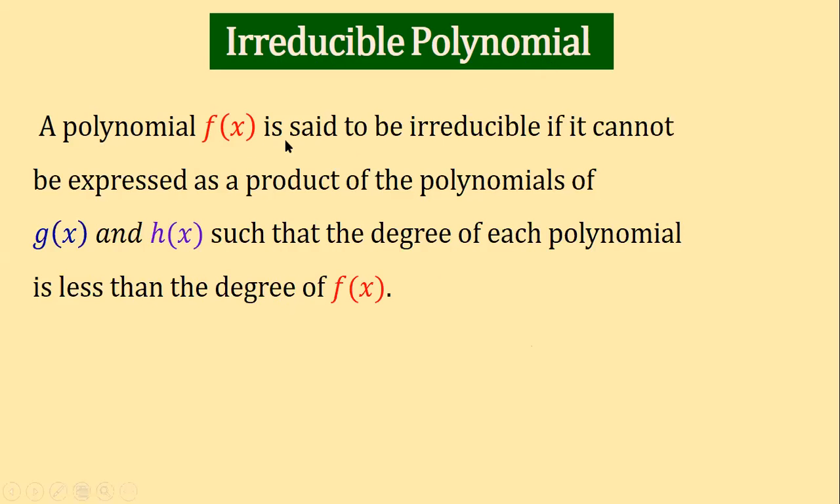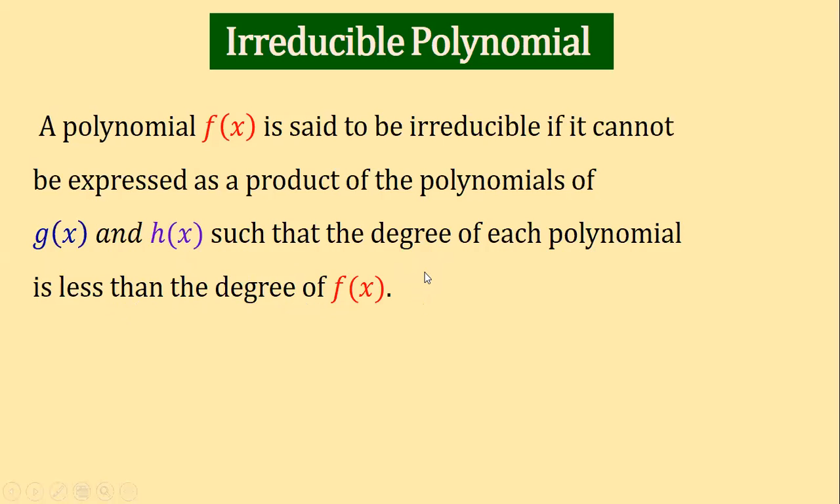A polynomial f of x is said to be irreducible if it cannot be expressed as a product of the polynomials g of x and h of x. So in the previous definition, reducible, what have we learned? It should be expressed as a product, yes or not? But what is irreducible if it cannot be expressed? So it is the opposite one or not? So if you cannot express f of x as a product of the polynomials g of x and h of x, such that the degree of each polynomial is less than the degree of f of x, if you are unable to do such a thing, then it is called an irreducible polynomial.